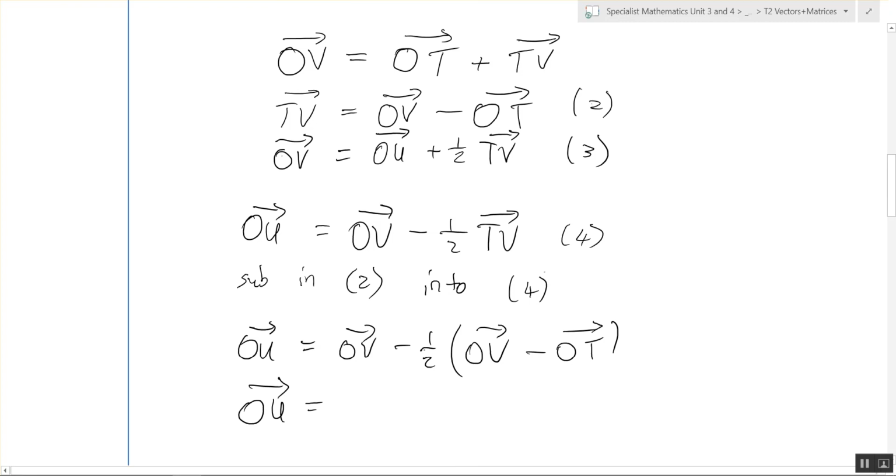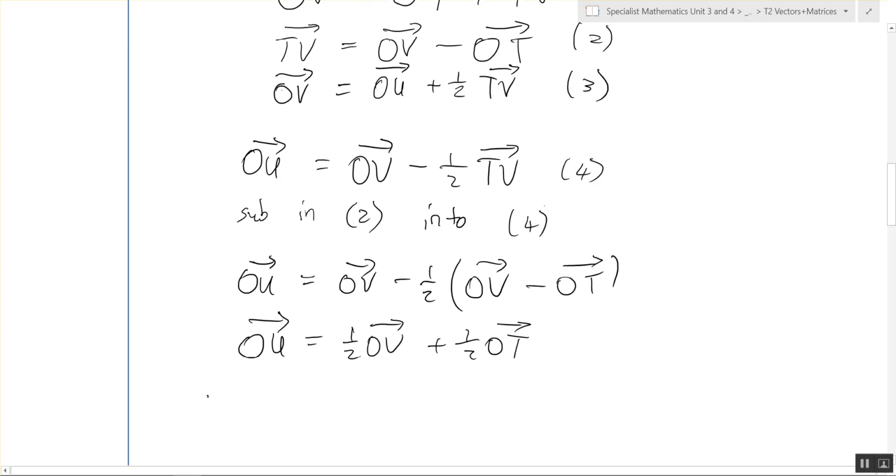OU equals a whole OV minus a half OV becomes a half OV, and then minus half, minus OT is plus half OT. So therefore, OU equals a half OV plus OT.